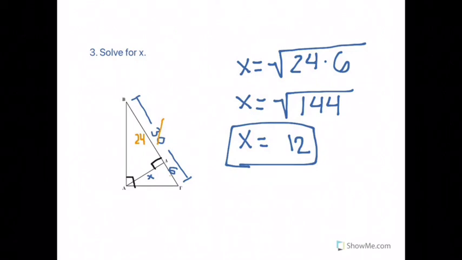So again, finding the altitude of a right triangle using the geometric mean. If you need some help with number 1, simplifying that radical, just go back and watch the videos. You can watch the video on geometric means and the video on simplifying radicals, and those will help you with today's lesson.